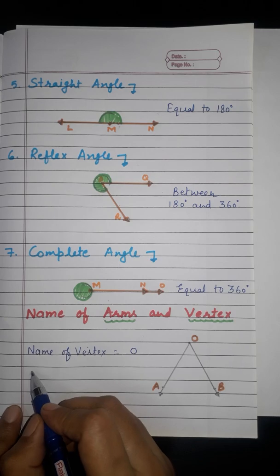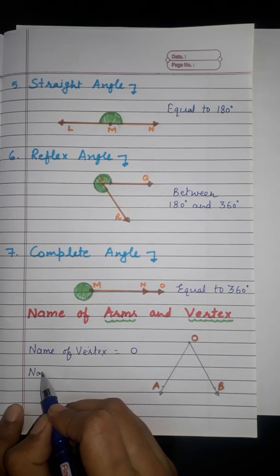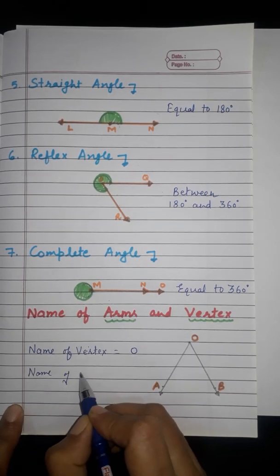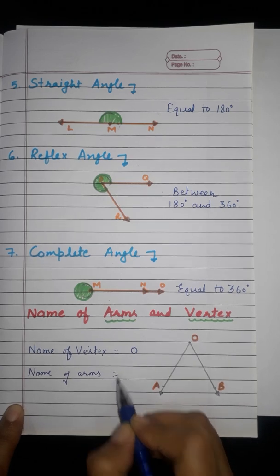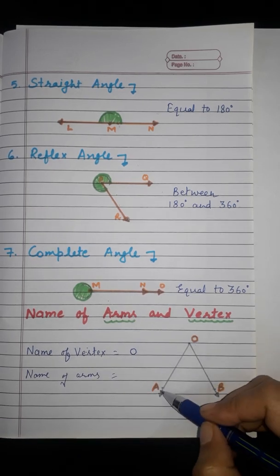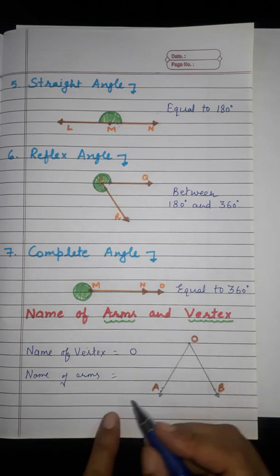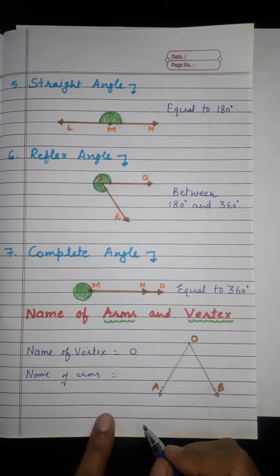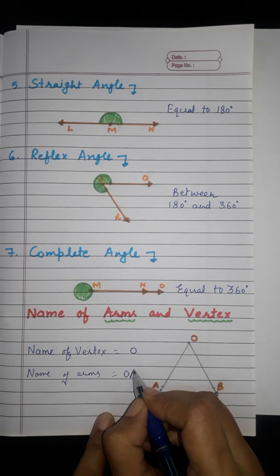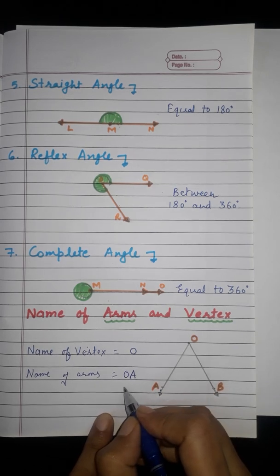And the name of the arms. What are arms? Arms are the two rays. So OA is the first ray and OB is the second ray. So OA and OB are the arms of the angle, OA and OB.